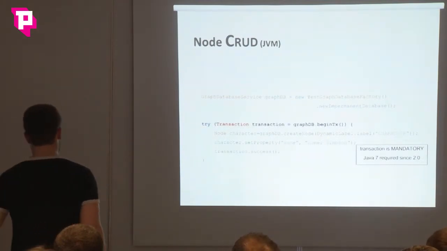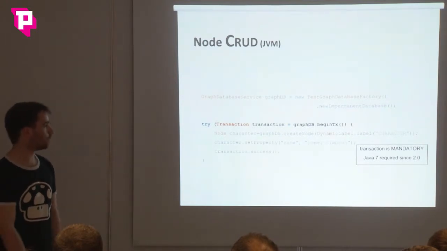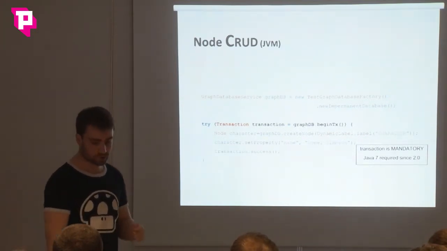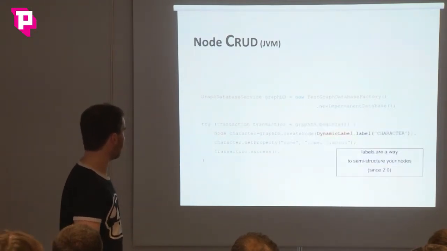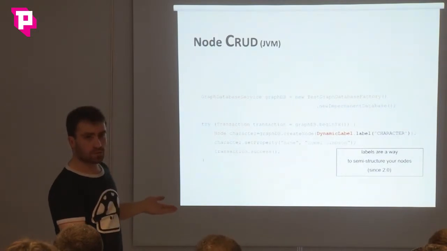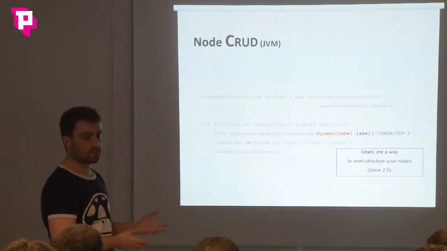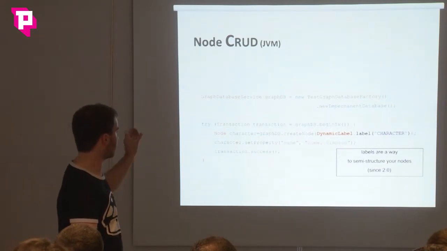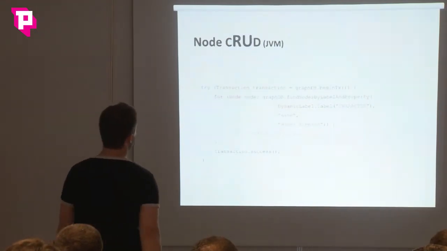As I told you, it's Java 7 syntax here, but you're not all Java developers, so it doesn't matter. Since 2.0, transactions are always mandatory, you have to wrap everything in a transaction. As I told you a little before, labels are just a way to group your nodes in families. So for instance, here I'm going to label this node character, and it will have a name property. Now the reading part is the updates.